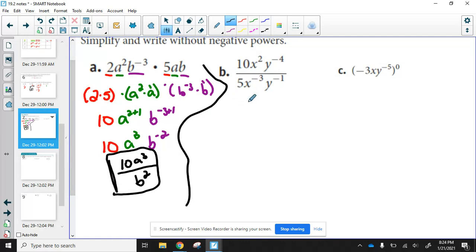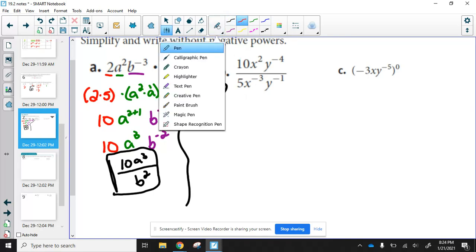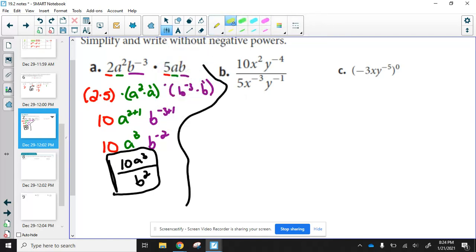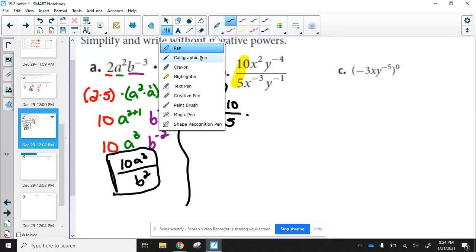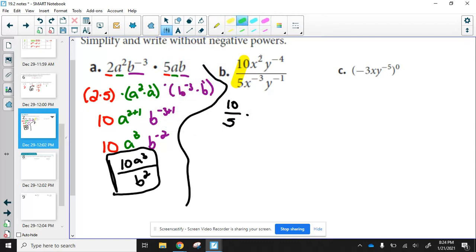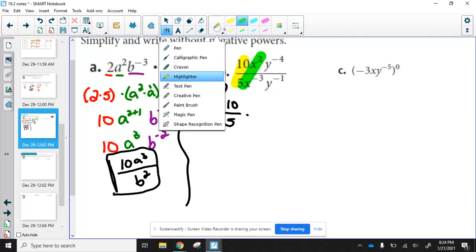Okay, division. So we just did multiplication. Now we're going to do division. Again, to keep your work organized, you can use highlighters, colors, underlines, whatever you would like. But start with our coefficients. So we have 10 divided by 5. So again, I like to separate everything. So 10 over 5. Next, you can see that we have like bases of x's. We have x squared divided by x.